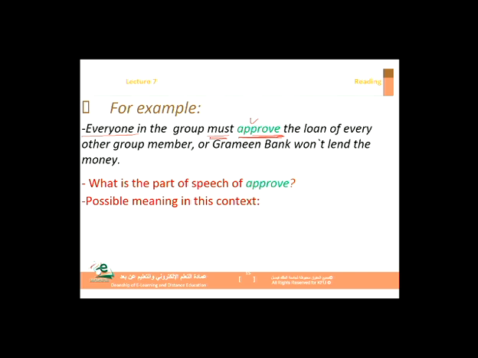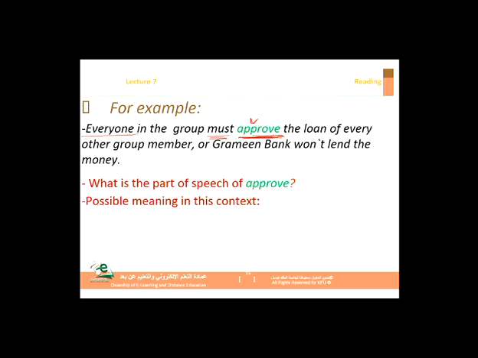So we can't really say "you must society," so it cannot be followed by a noun or an adjective. Okay, so this is followed by a verb. So now this is a verb. Now I have to do something, approve, and then the bank will lend the money.